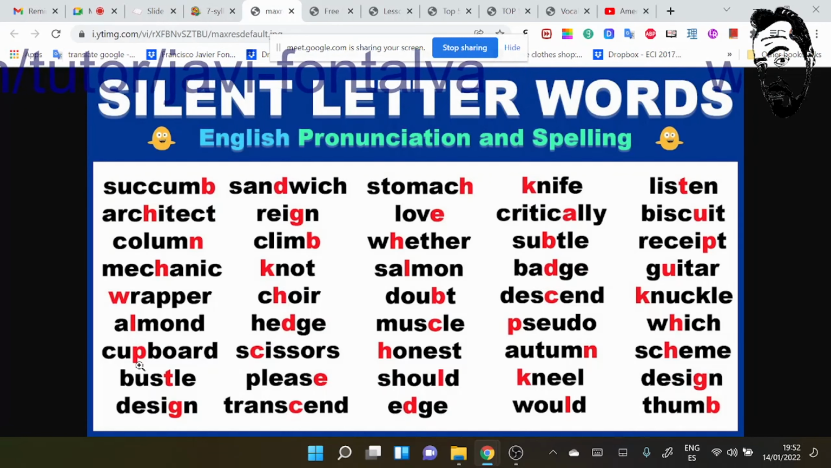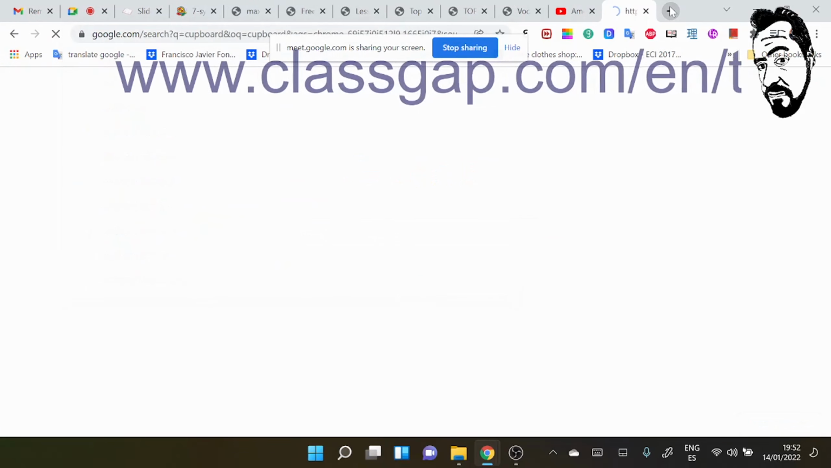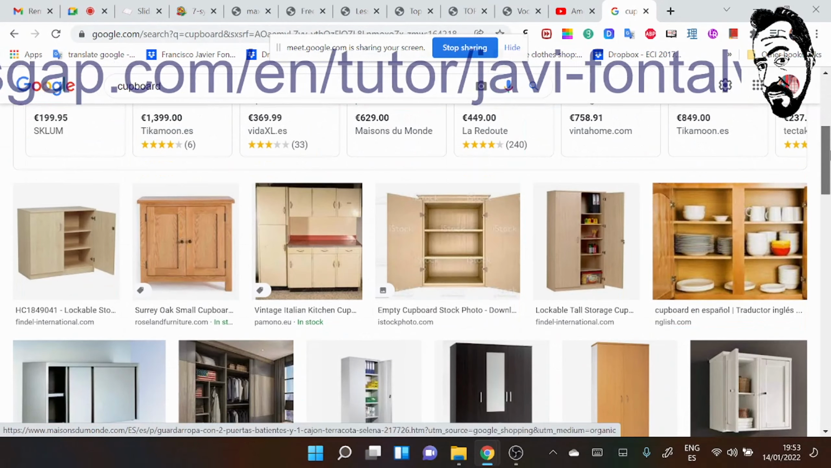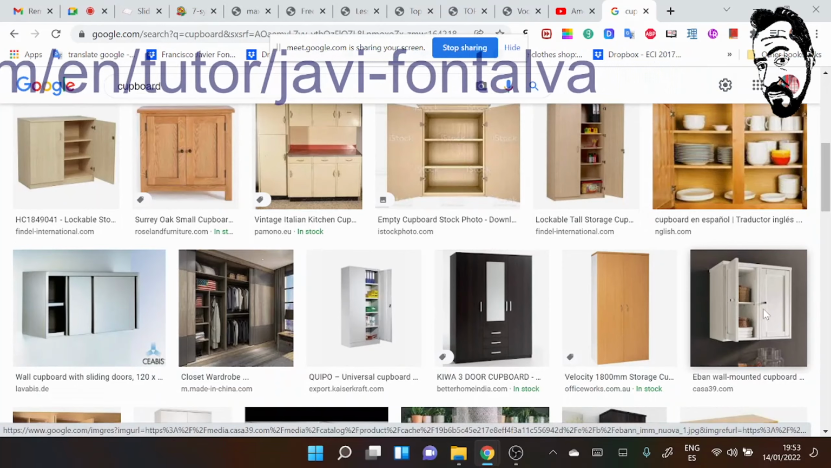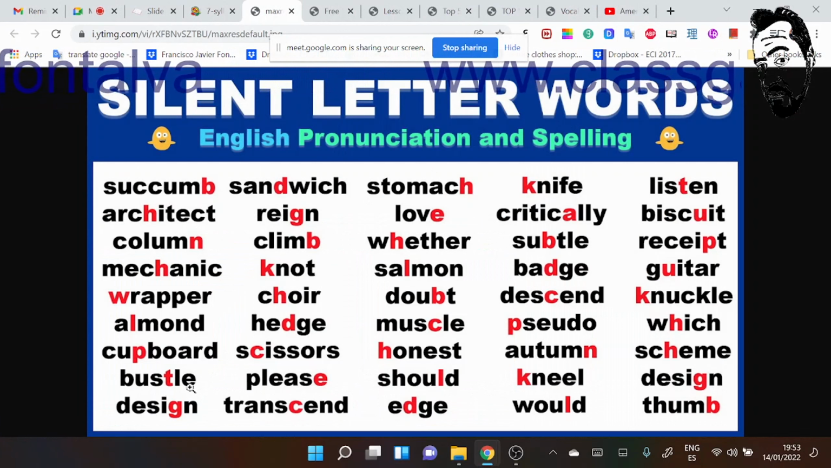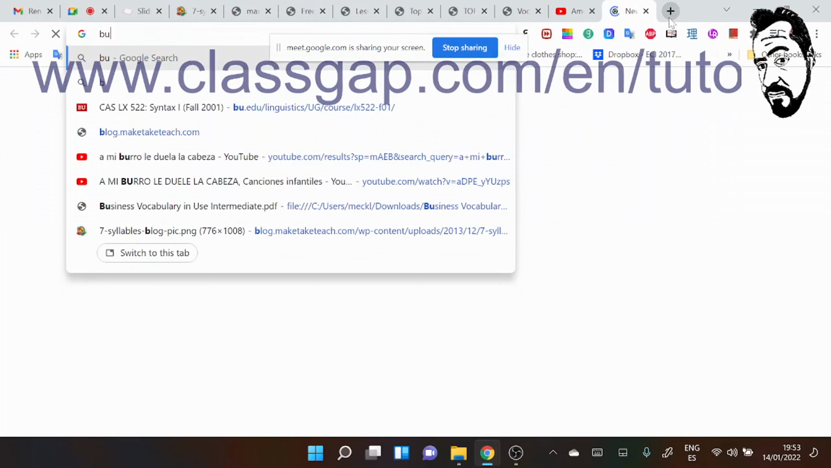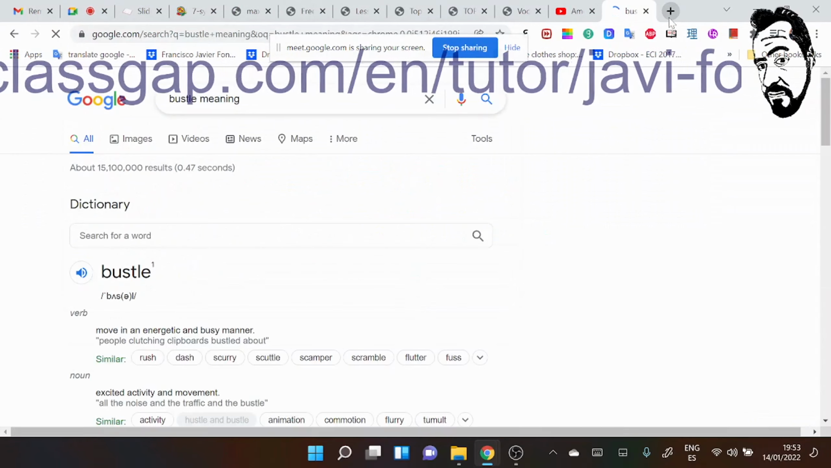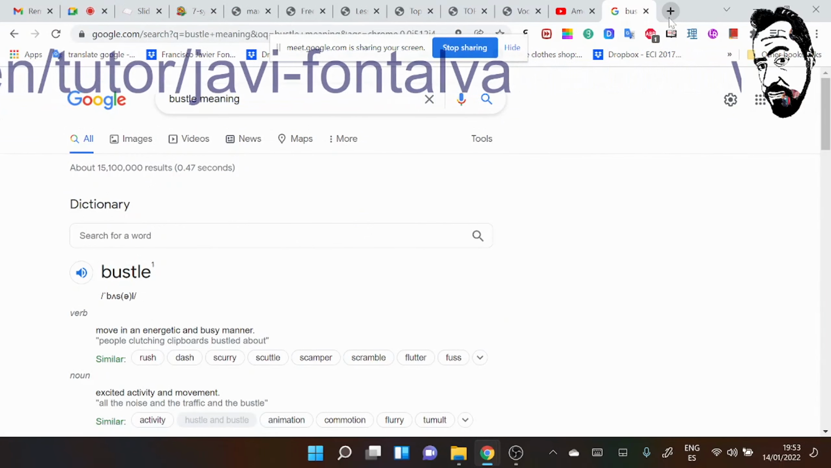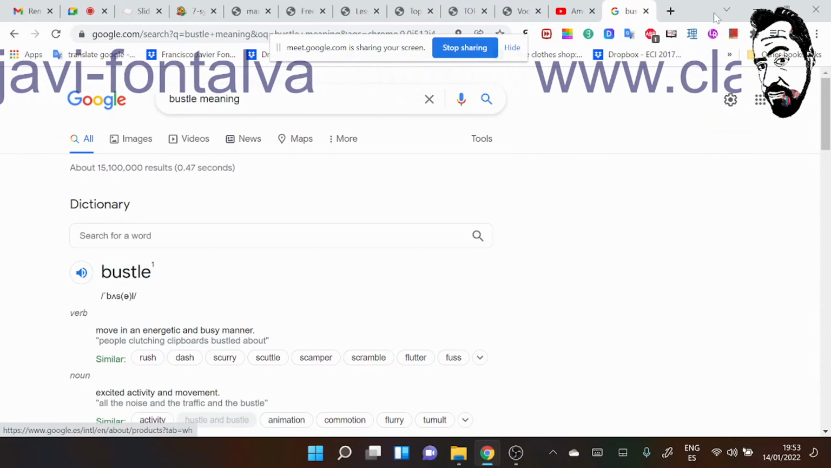Cupboard. So notice I don't pronounce the P. I don't say cupboard with a P, I say cupboard. What's a cupboard? This is a cupboard. It's something you find in the kitchen usually, something like this. Bustle. It's a verb. It means to move in a fast way. To rush. To dash.